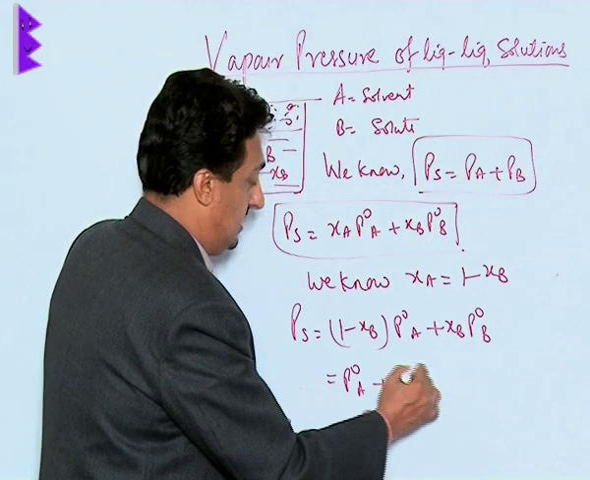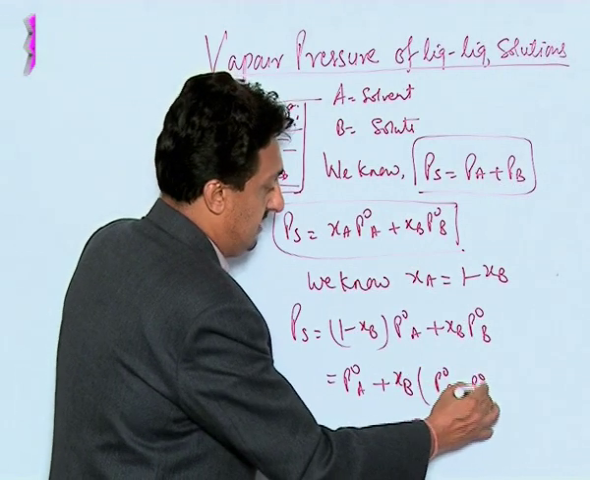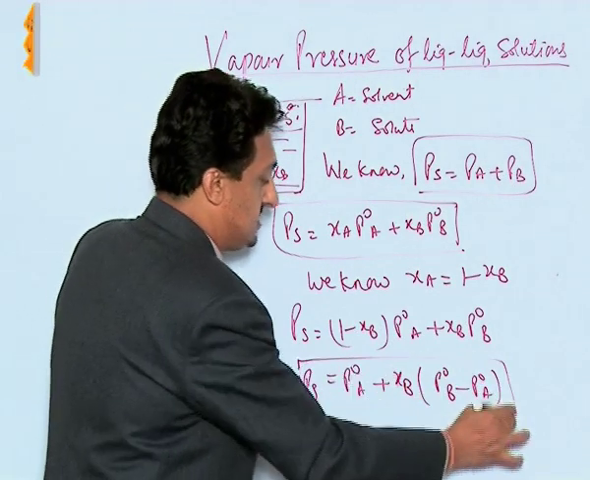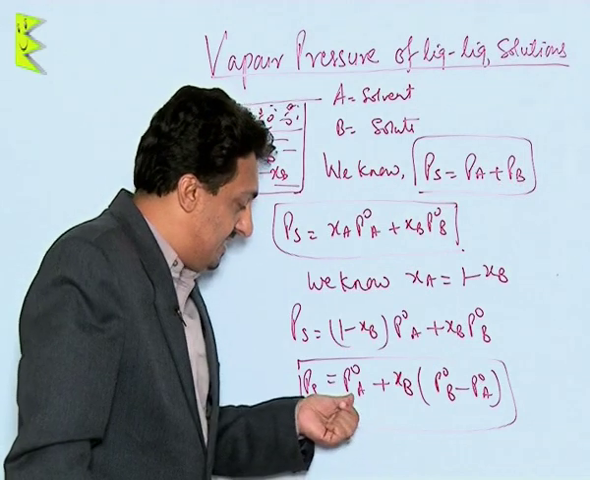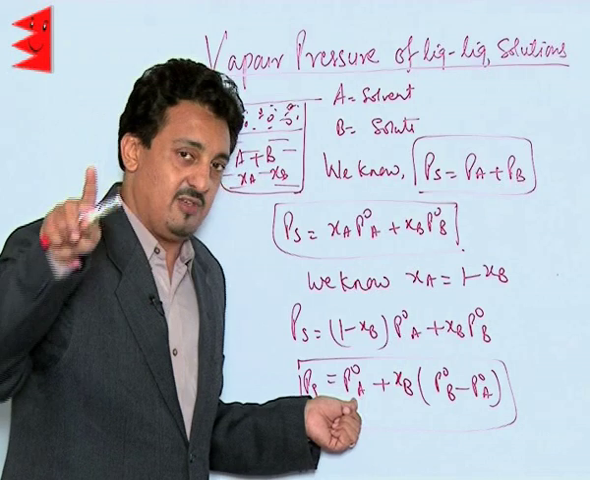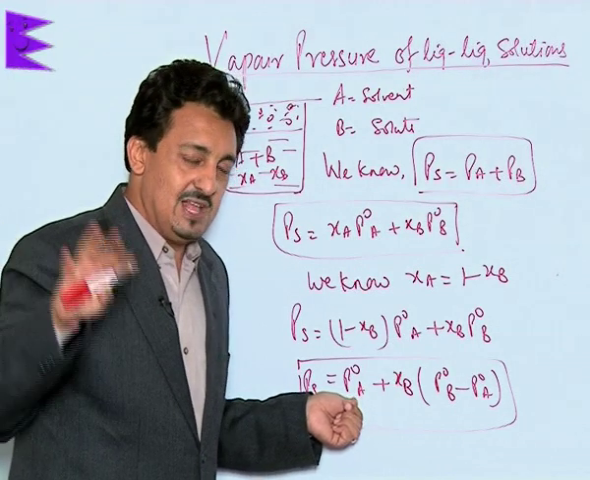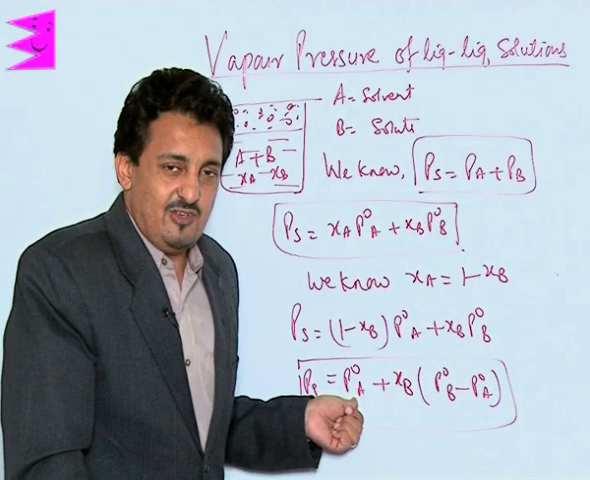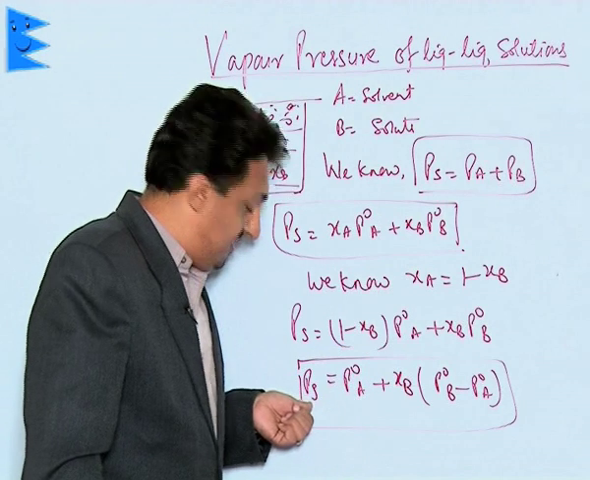What we get is, in this case, P naught B minus P naught A. So this is another way of writing the same equation, but this gives us a very clear-cut idea that P naught A was the vapor pressure of the original solvent, the pure solvent, before forming the solution. The moment we add a volatile liquid solute to the same liquid solvent so that the liquid-liquid solution is formed, what happens is the vapor pressure gets increased, which is PS.